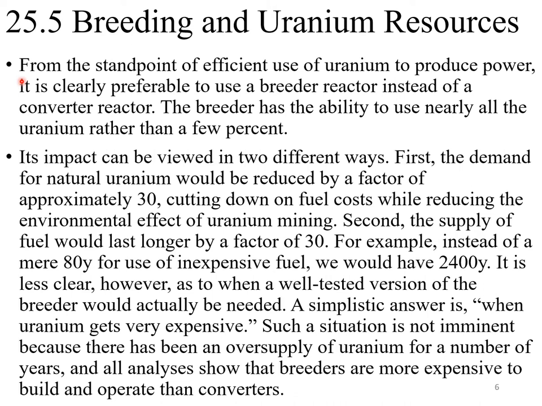Its impact can be viewed in two different ways. First, the demand for natural uranium would be reduced by a factor of approximately 30, cutting down on fuel cost while reducing the environmental effect of uranium mining. Second, the supply of fuel would last longer by a factor of 30. For example, instead of a mere 80 years for use of inexpensive fuel, we would have 2400 years.